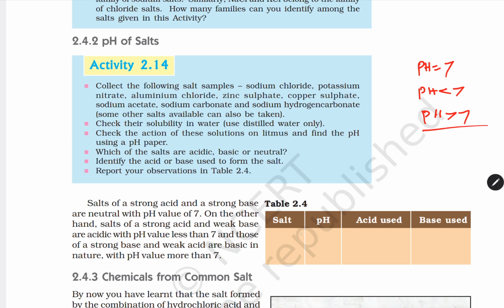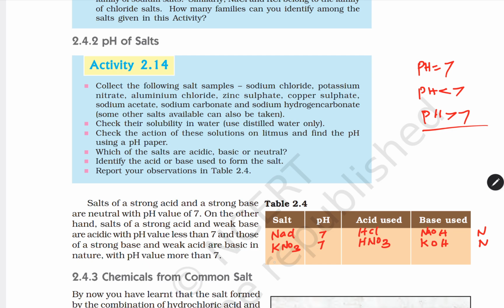So you can observe this table. For example, NaCl is one type of salt. So the pH value will be 7. Here HCl is the hydrochloric acid and the base used is NaOH. Both are strong, so you are getting a neutral salt here. Next, potassium nitrate, KNO3. In this case also you will get pH as 7, and the acid used is nitric acid, HNO3, and the base is potassium hydroxide. So here also you will get a neutral type of salt.